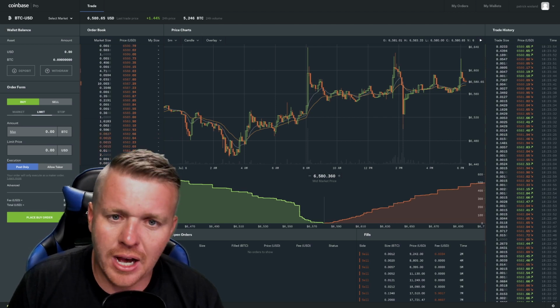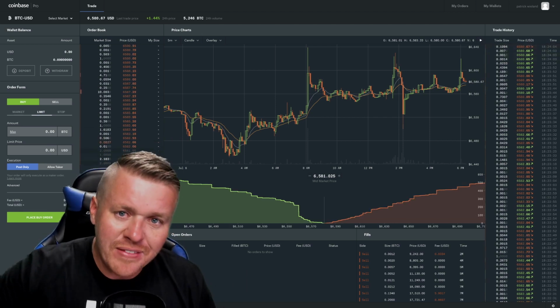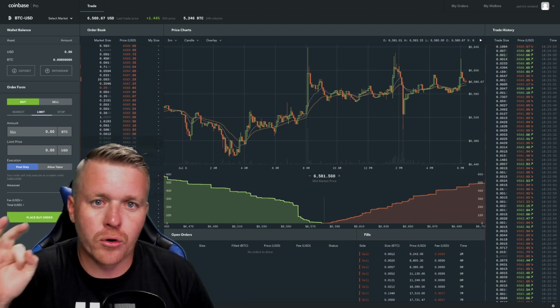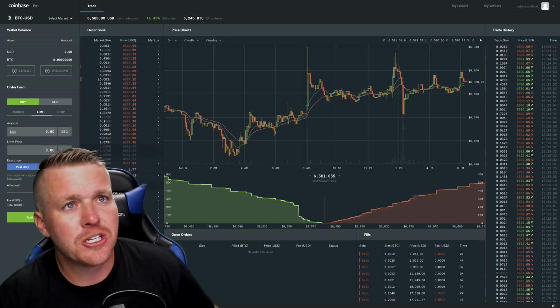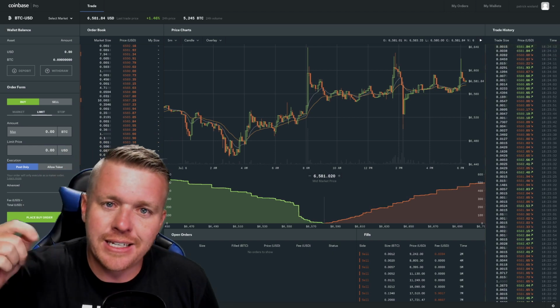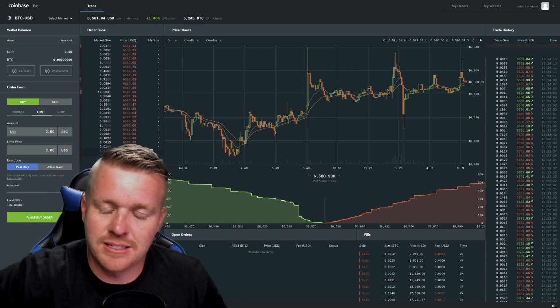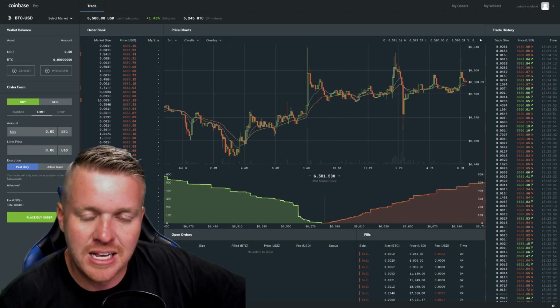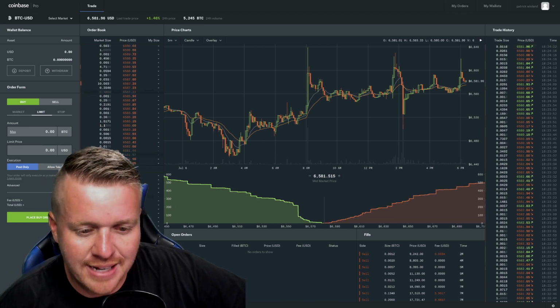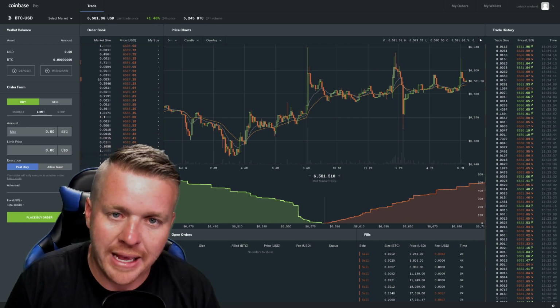Today, we're talking about Coinbase Pro. So previously, the exchange for Coinbase was called GDAX. And that's in the past. There is no longer a GDAX. If you've been using GDAX, you probably have noticed that it's now Coinbase Pro.